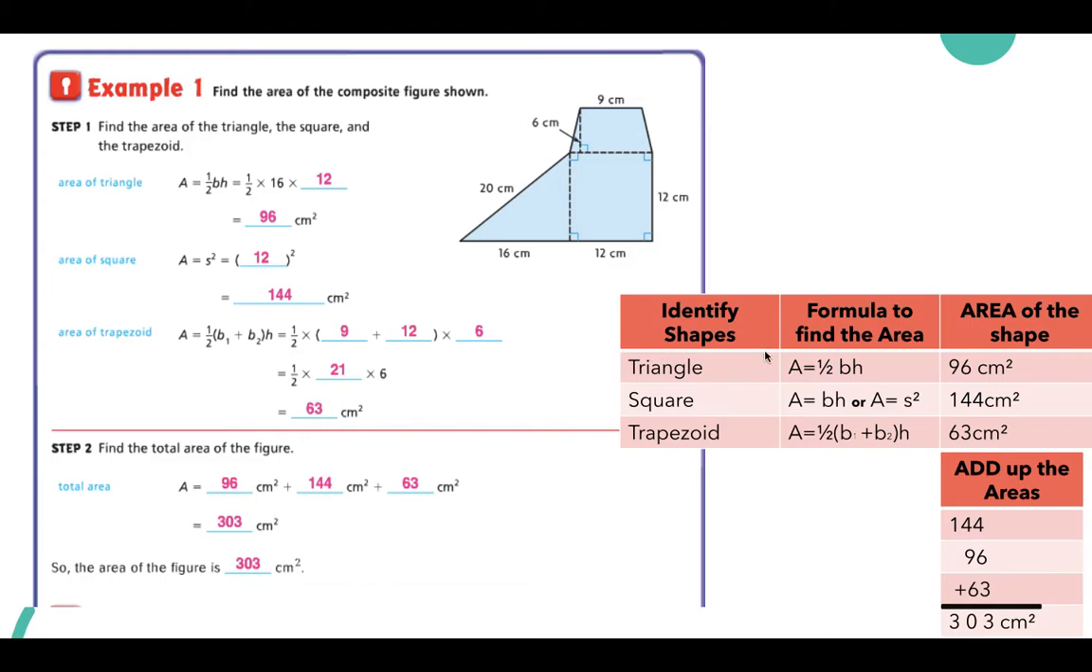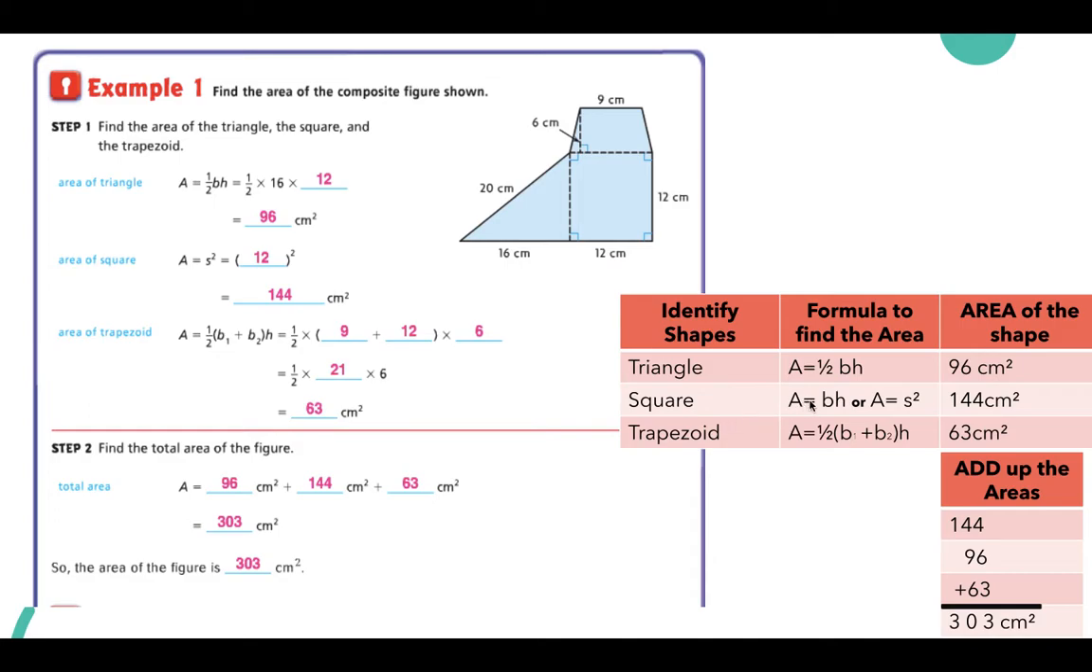So here we go. First thing I said that you have to do is identify the shapes. We just did that. We have a triangle, a square, and a trapezoid. The next thing I said you had to do was to write down the correct formula to find the area of each shape. So we know the area of a triangle. To find it, we have to use A for area equals half the base times the height. So I wrote that down. If you're not sure, go back to your old PowerPoints or your old videos.